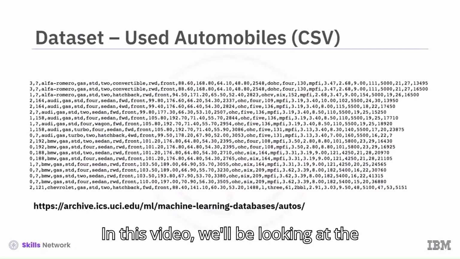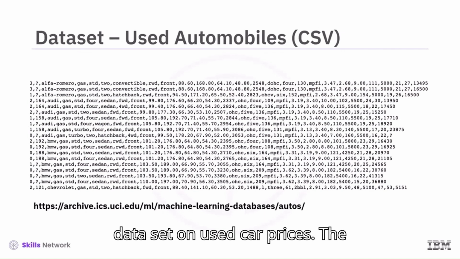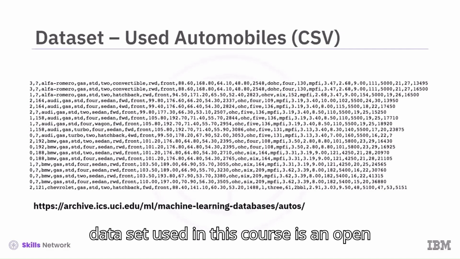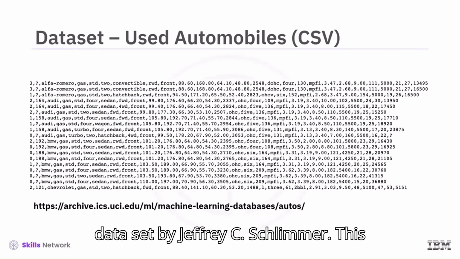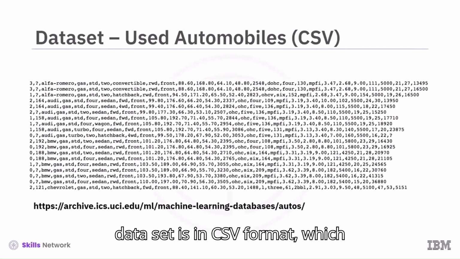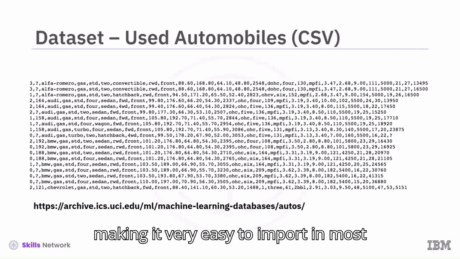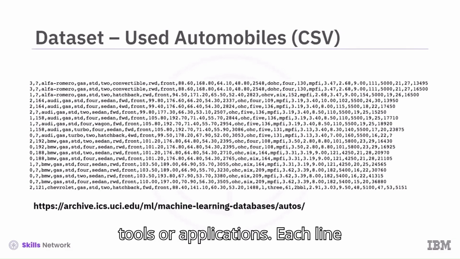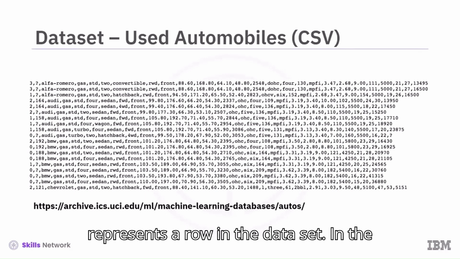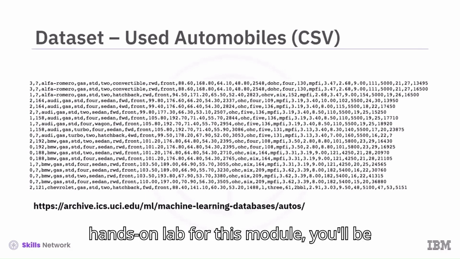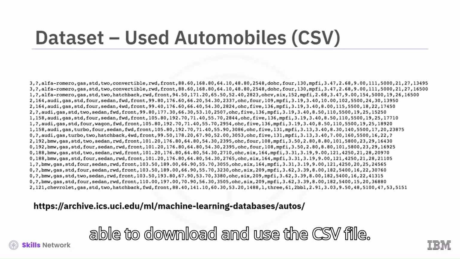In this video, we'll be looking at the dataset on used car prices. The dataset used in this course is an open dataset by Jeffrey C. Schlimmer. This dataset is in CSV format, which separates each of the values with commas, making it very easy to import in most tools or applications. Each line represents a row in the dataset. In the hands-on lab for this module, you'll be able to download and use the CSV file.